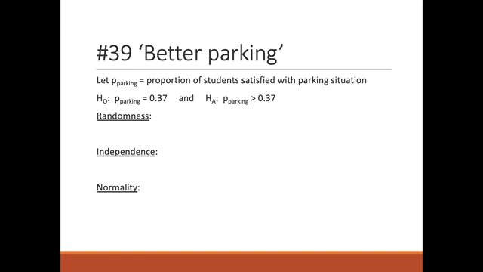You can see the parameter is described as the proportion of students satisfied with the parking situation. You should always describe it in context. You can see the null hypothesis value is specified with an equation. If nothing has changed, then the proportion that are satisfied with parking is still 0.37. We're looking, though, for evidence of an improvement. So the alternative hypothesis needs to be a greater than alternative. We're looking for evidence that the proportion has exceeded 0.37 in the population.